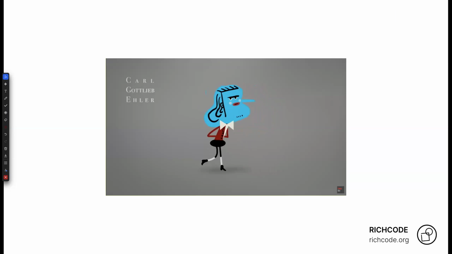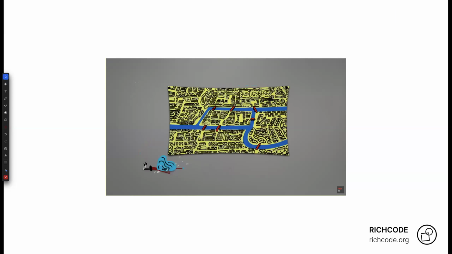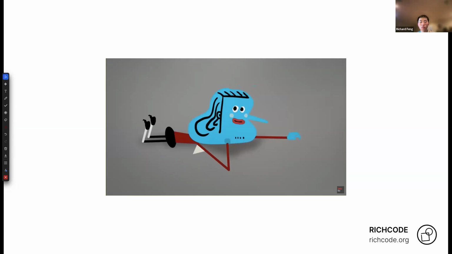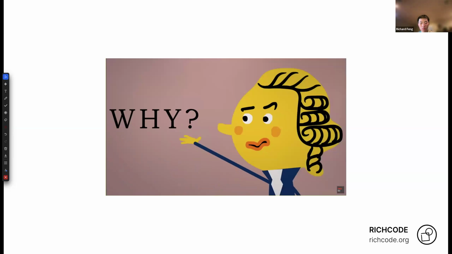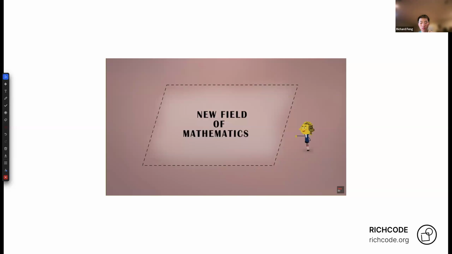Carl Gottlieb Euler, a mathematician who later became the mayor of a nearby town, grew obsessed with these islands and bridges. He kept coming back to a single question: which route would allow someone to cross all 7 bridges without crossing any of them more than once? Think about it for a moment. Give up? You should. It's not possible. But attempting to explain why led famous mathematician Leonhard Euler to invent a new field of mathematics.